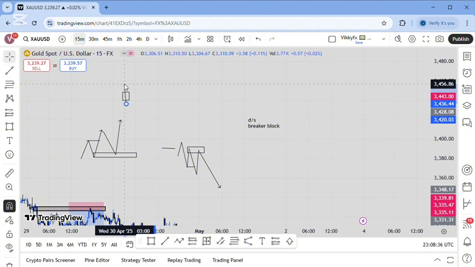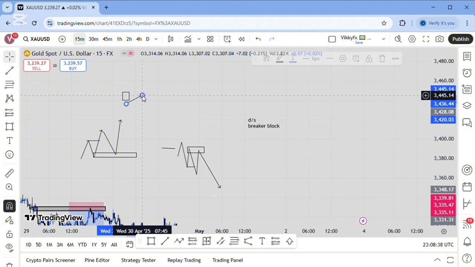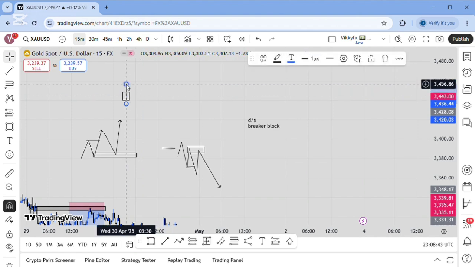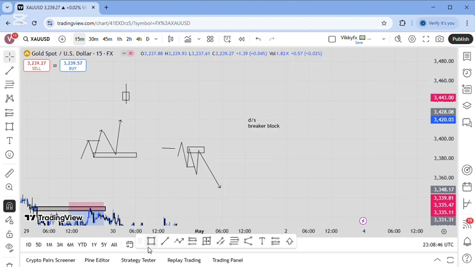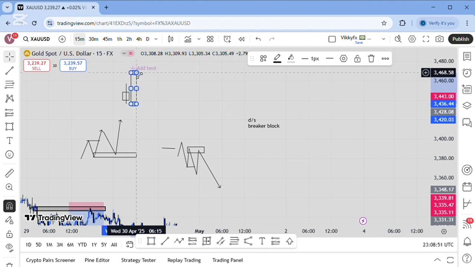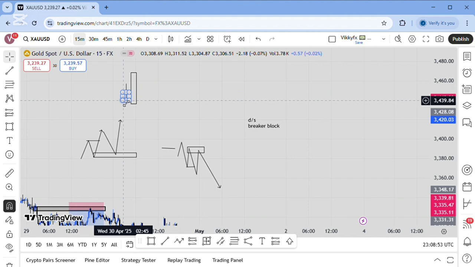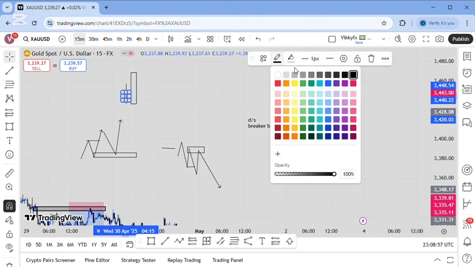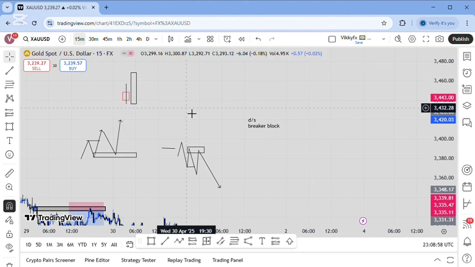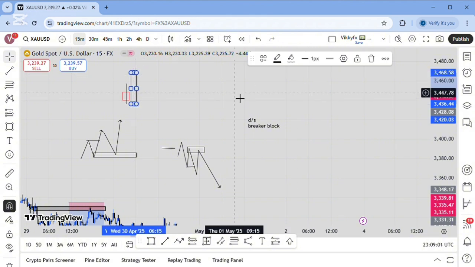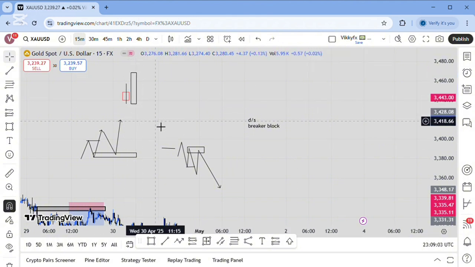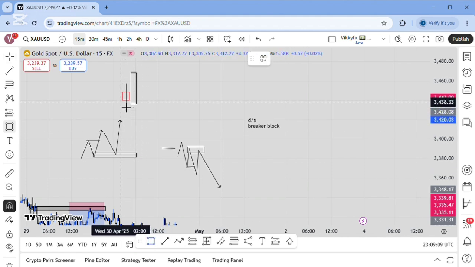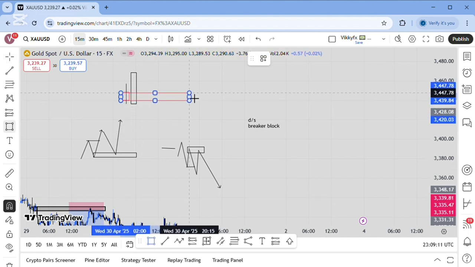So let me make it longer. This is the sell candle and this is the buy candle. Let me change the color so you guys can identify it. This is the red candle and this is the blue candle. Let me leave black. There is the bullish candle. So the last bearish candle, that is the last sell candle before the buy candle, is your demand zone.